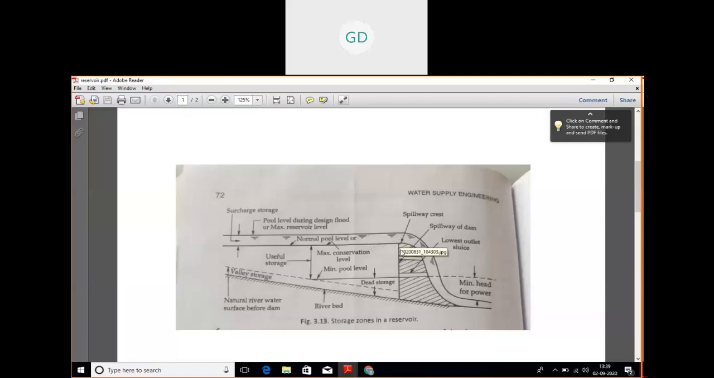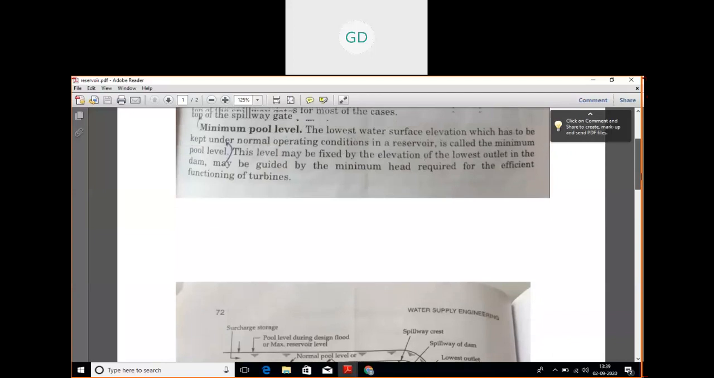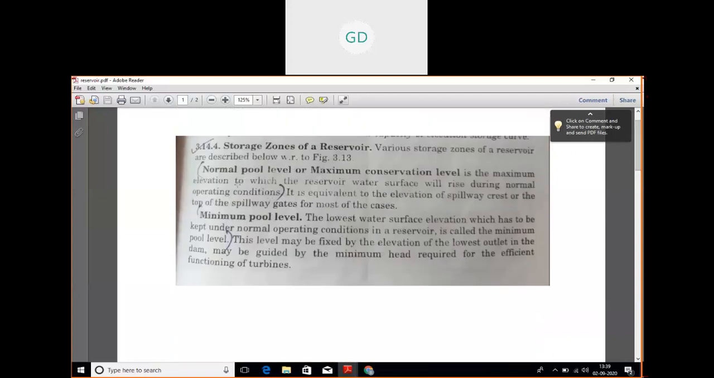Okay. So now this is your dam and this is your reservoir. Now we have different storage zones. Storage zones in a reservoir, so we will study about that. The first one we will see here. What is the definition given? It's your normal pool level or maximum conservation level. Let us see the definition.